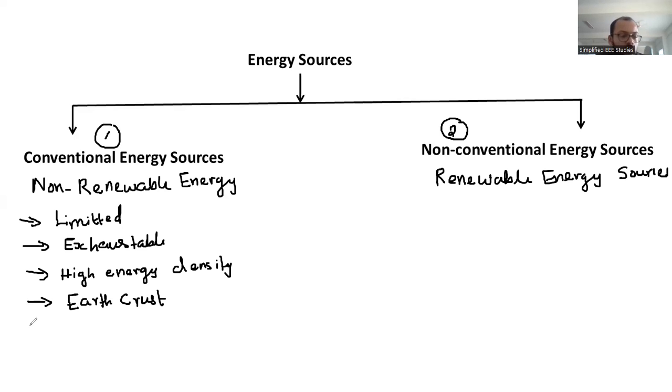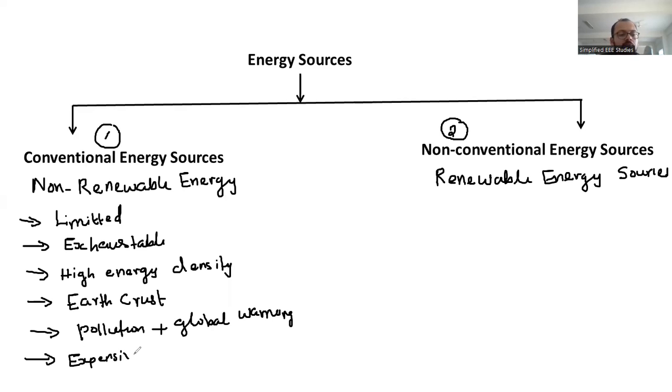The main drawback of these conventional energy sources is that they lead to pollution and global warming. That is why we are going for green energy. Another drawback is that the extraction of these energy sources is too expensive.